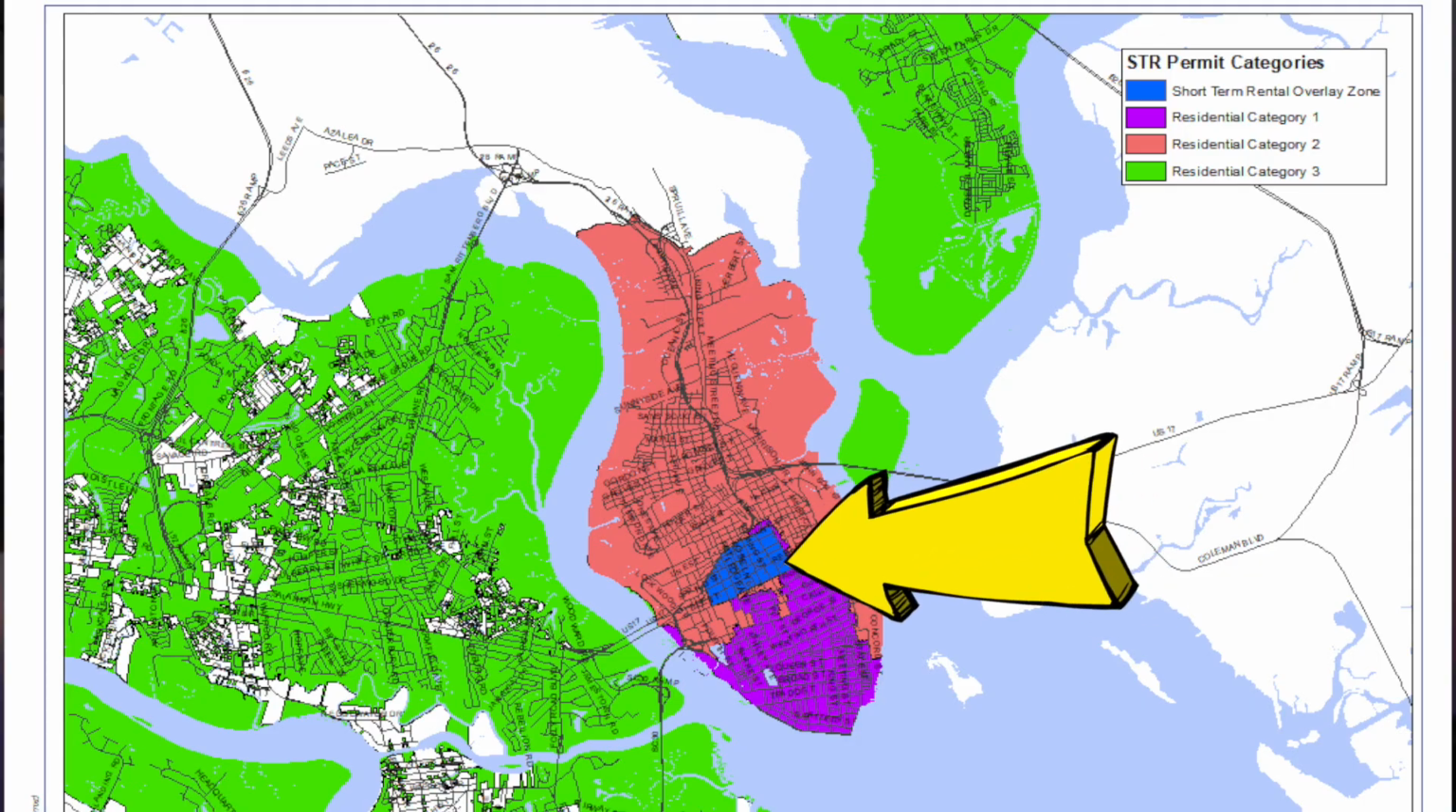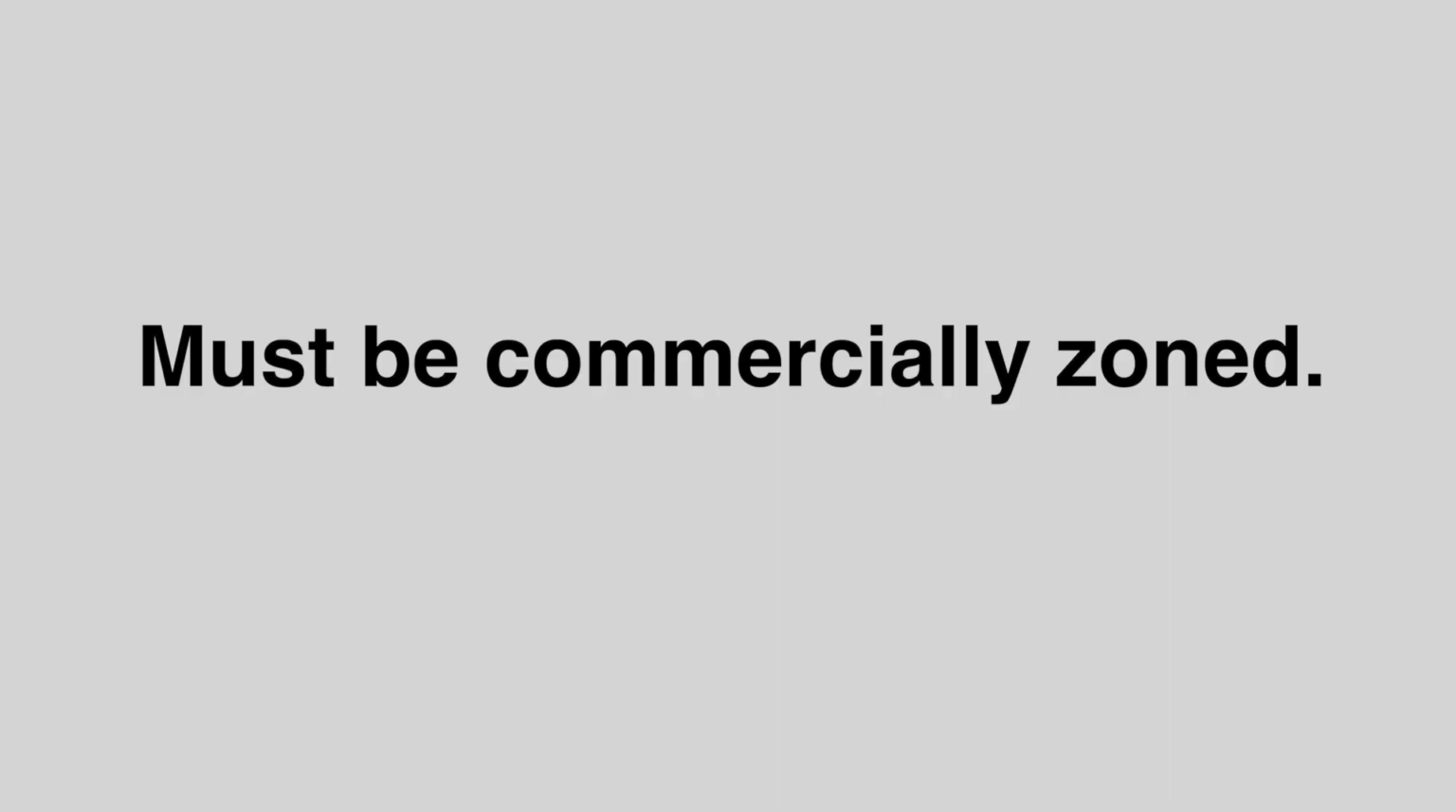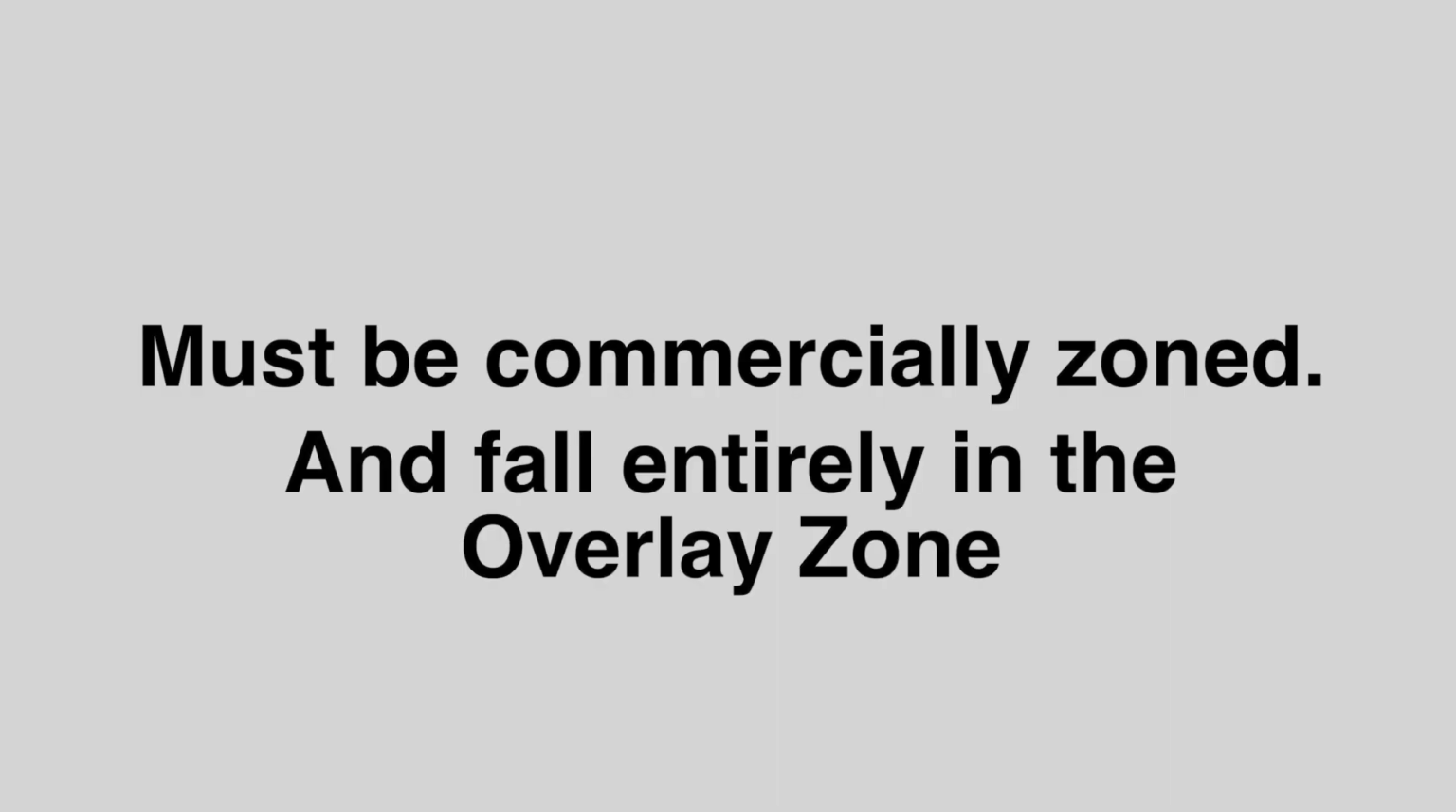Now, the third area on the peninsula is that short-term rental overlay zone, which is largely the Cannonboro and Elliottboro neighborhoods. Now, this area operates under a special set of its own complicated short-term rental laws. So in order to qualify for a short-term rental in this overlay zone, the lot must be commercially zoned and located entirely in that overlay zone.